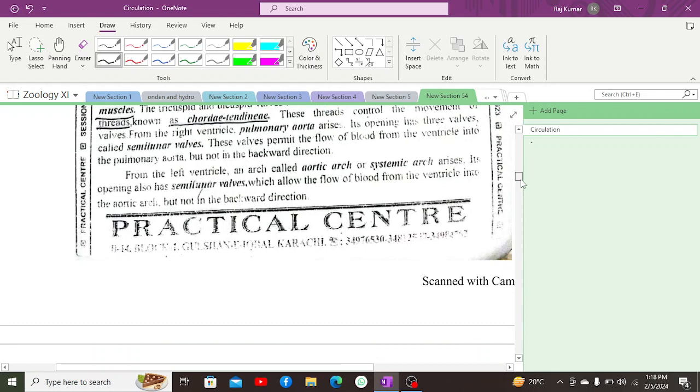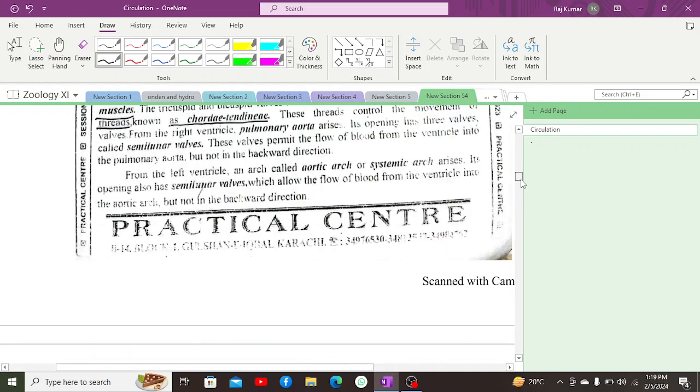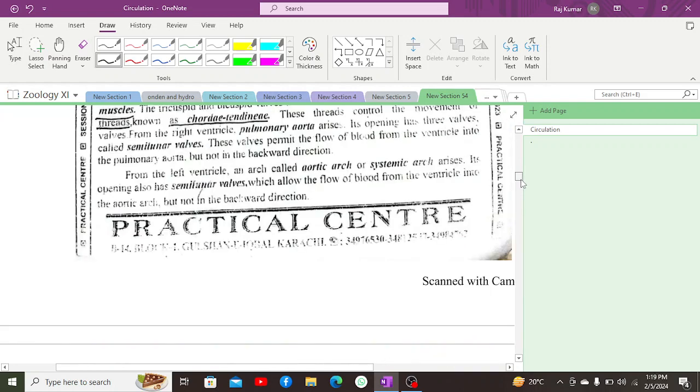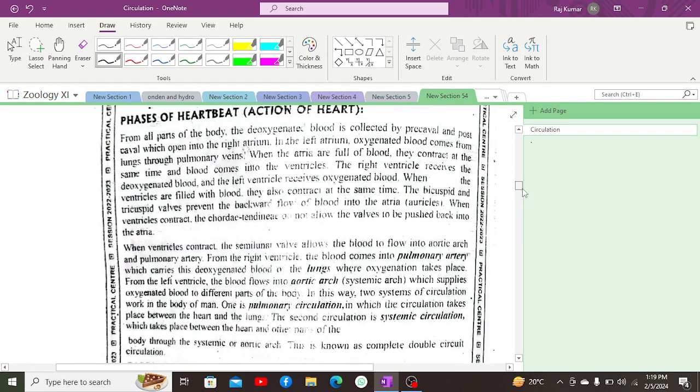One more thing, these valves permit the flow of blood from the ventricles into the pulmonary aorta, but not in the backward direction. From the left ventricle, an arch called the aortic arch or systemic arch arises, and at its opening there are semilunar valves, which allow the outflow of blood from the ventricles into the aortic arch, but not in the backward direction. Here there is also a valve known as the aortic valve, which is basically a semilunar valve. After that, the phases of the heartbeat occur in such a manner.